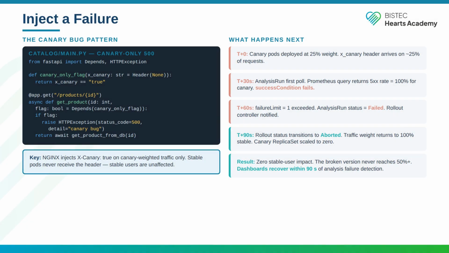The inject failure scenario is the most important part of this capstone. A delivery system that has never been tested under failure conditions is not a delivery system. It is a delivery hope.